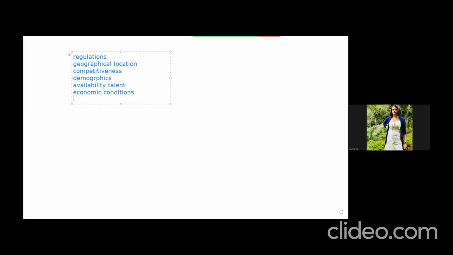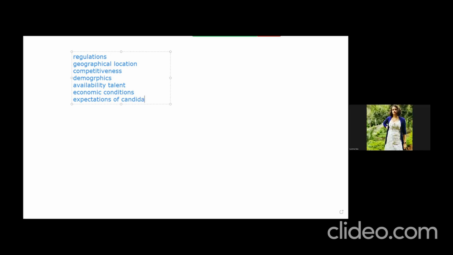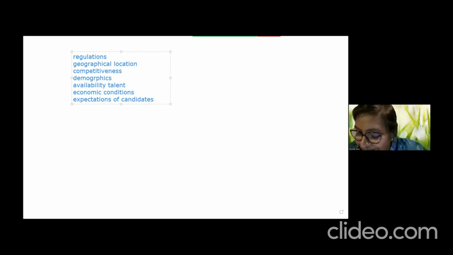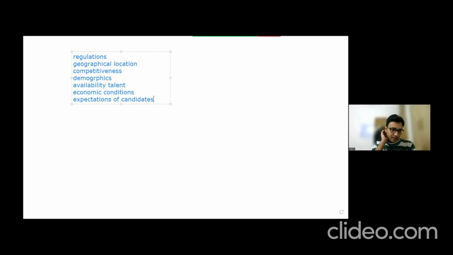Any other key external factors? Expectations, the expectations of a candidate also. What does the candidate himself expect for that particular role? It becomes a key factor for the company as well. If there are 10 candidates who are all saying that they want 15 lakhs, then maybe the company has to take a relook. From the selector's perspective, if I'm the interviewer, I would always see what kind of talent is available in the market.